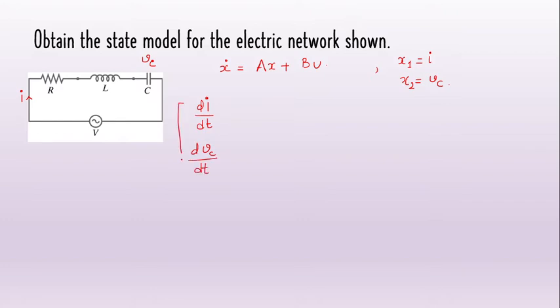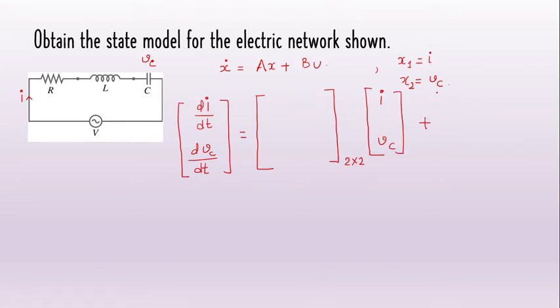This will be my x dot, and I have to calculate the A matrix, which, as two variables are there, will be a 2 cross 2 matrix, and the values of x will be, x1 will be I and x2 will be VC, and there will be a B matrix, a 2 cross 1 matrix, 2 rows 1 column, and there will be the voltage. So this will be my state equation.